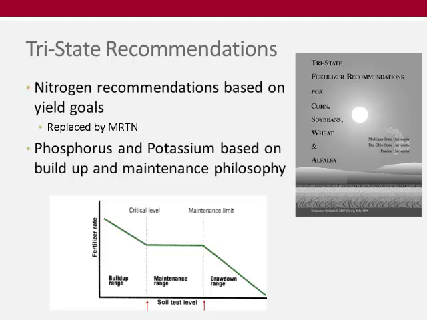But again, for P and K, this idea of build and maintain, where your fertilizer rate increases as your soil test level is low. As your soil test level increases, you hit this maintenance range, and then, of course, as that extractable nutrient increases in the soil test, then you need to apply less and less, right? So that's kind of the entire framework in terms of how the recommendations are based.